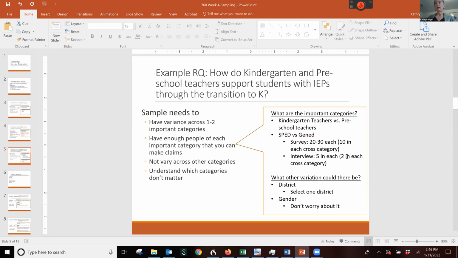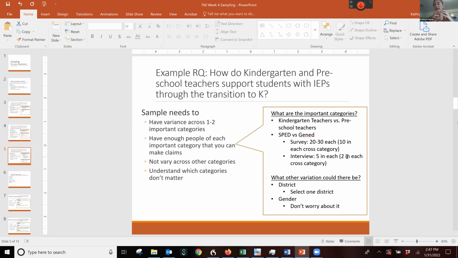So if I say I want to compare in my research kindergarten teachers versus preschool teachers, but I also want to see what's going on for special ed versus general education, in a survey, in a dissertation, by the way, not in a pilot study, I probably want 10 or so in each subcategory.